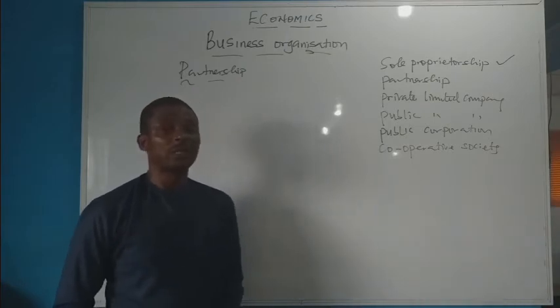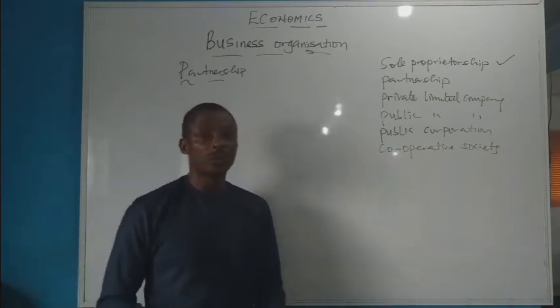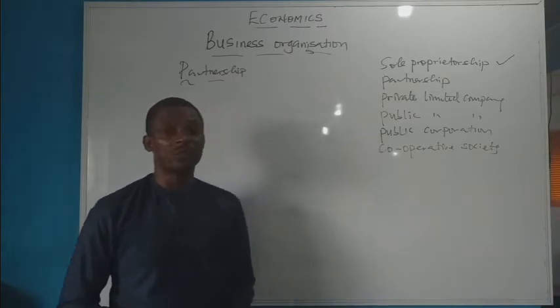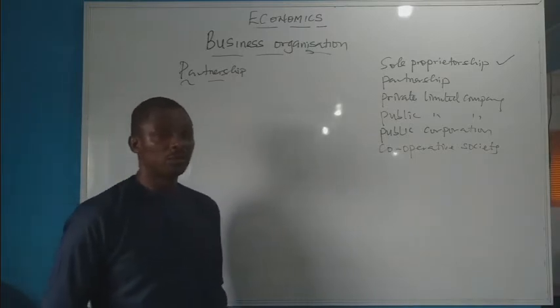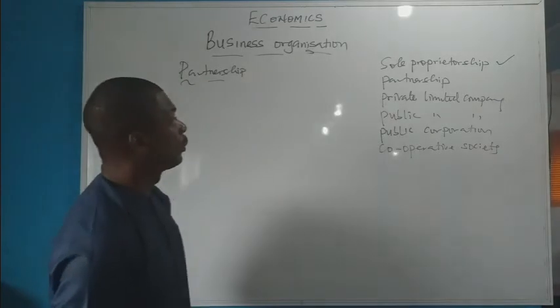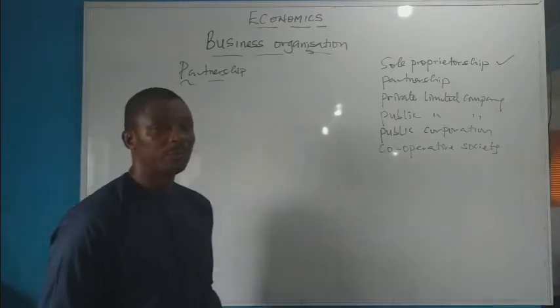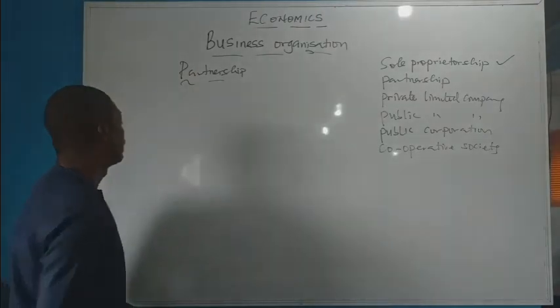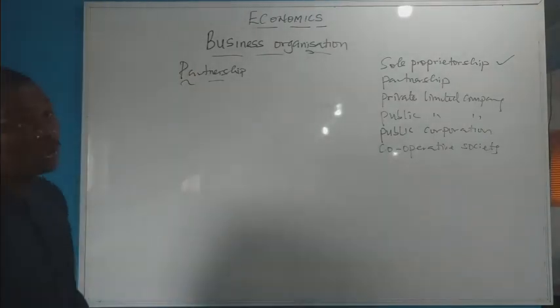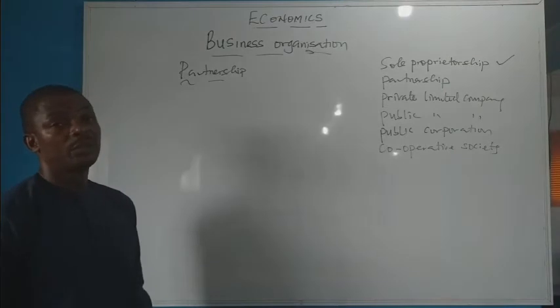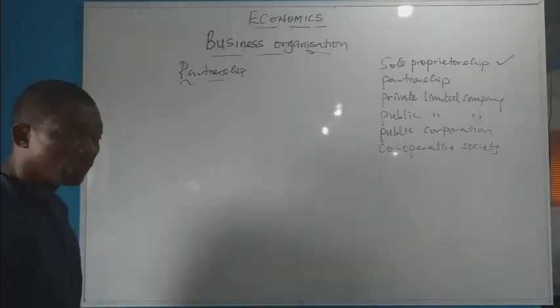So that type of business organization owned by 2 to 20 people with the aim of making profits is known or referred to as what? Partnership. Okay? Now, we'll go straight to the features of partnership business. Number 1, it is owned by 2 to 20 persons.